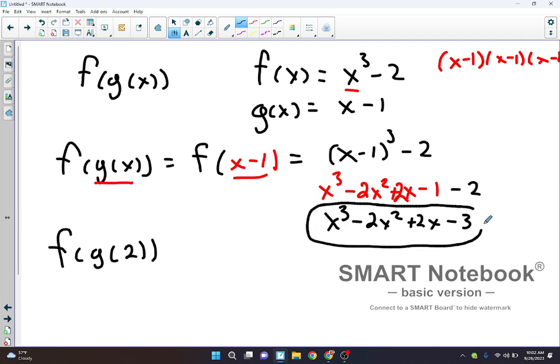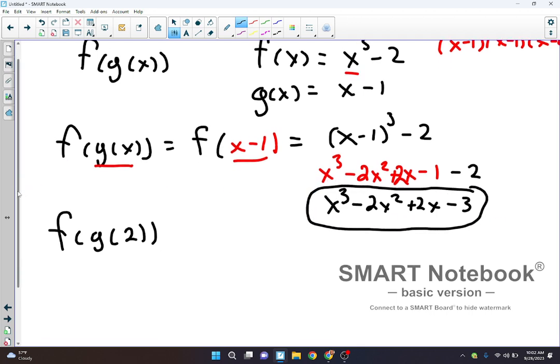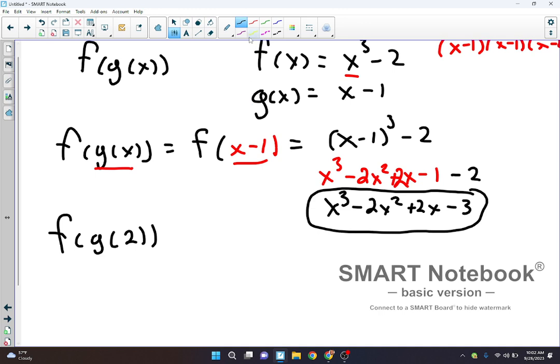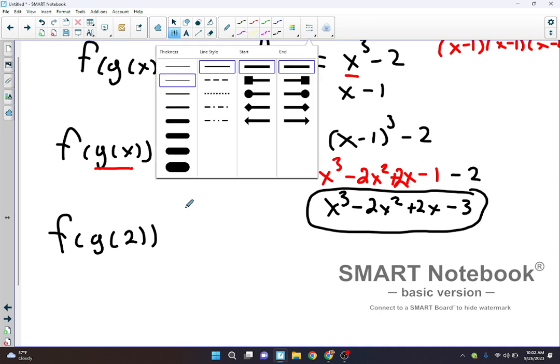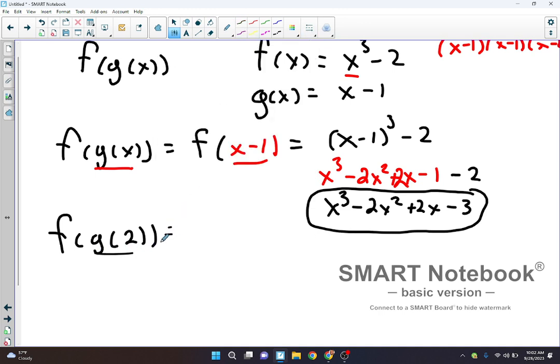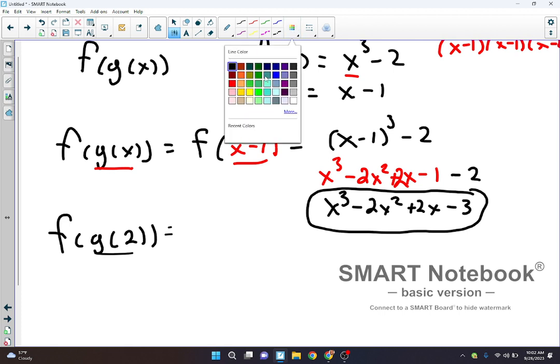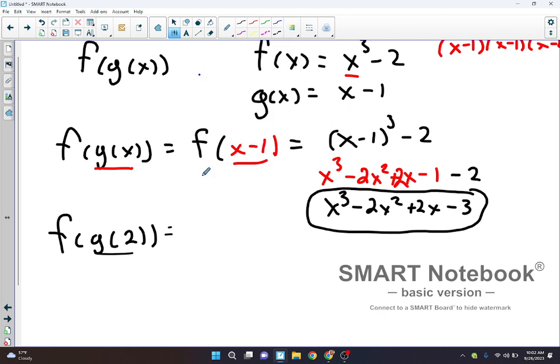Okay. Now, if I ask you for f of g of 2, there's 2 ways to go about it. You could just solve g of 2 first. This is the way I recommend. Solve g of 2 first, which is 2 minus 1, which means that's 1. Then you take that f of 1 and now plug it into x. 1 minus 1 cubed minus 2. 1 minus 2. Negative 1 is your final answer.